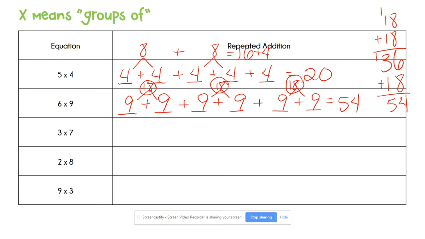And let's move on to 3 times 7, or 3 groups of 7. Again, that first number represents the number of groups, or the number of lines that I'm going to draw. In between each line, I have my addition symbol. And then the second number in 3 times 7 is the number that is being added over and over. So 7 plus 7 is 14. I'm going to add that third 7. 14 plus 7 is equal to 21. I'm going to let you solve the last two on your own.